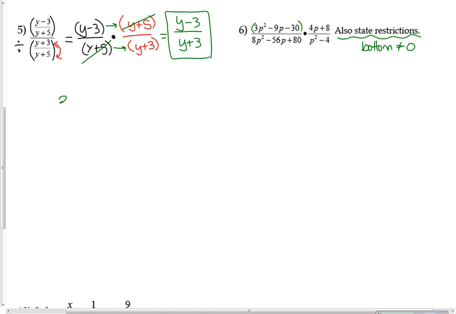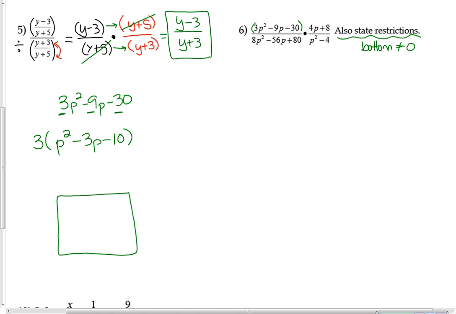So I'm going to start with my 3p squared minus 9p minus 30. The first thing I realize with this is that all of my coefficients are divisible by 3, so I'm going to factor a 3 out as the GCF. That will make all of my numbers easier to deal with. Now that I have the 3 out, I can factor what's left inside. It's a quadratic, so I'm going to factor by my area model. I have p squared and I have minus 10. So I'm looking for what two things multiply to minus 10p squared and add to the middle, which is minus 3p.